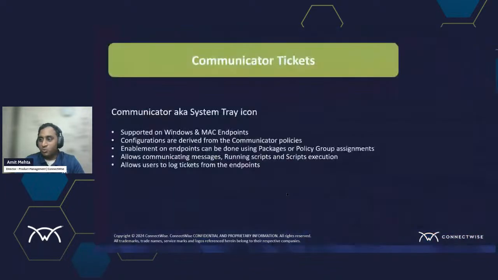So we'll do a quick recap of what we covered yesterday, because we had the Communicator session yesterday where we just talked about this item. Very quickly, the Communicator or the system tray is supported on Windows and Mac machines. It's 100% driven through the policies. The general policies can allow you to set messages, run scripts, and also define what kind of branding you need on that particular endpoint for your logos, your mouse server, and what things can be controlled.